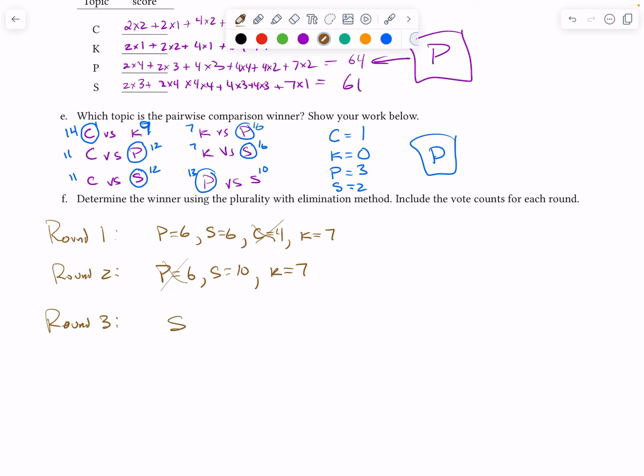And it's just S versus K, but we've already done S versus K in the very previous problem. And we had S is 16, K is 7. And so S is the winner.